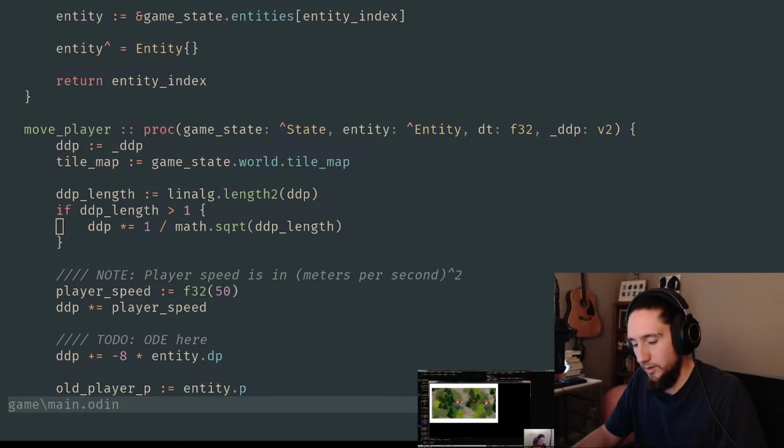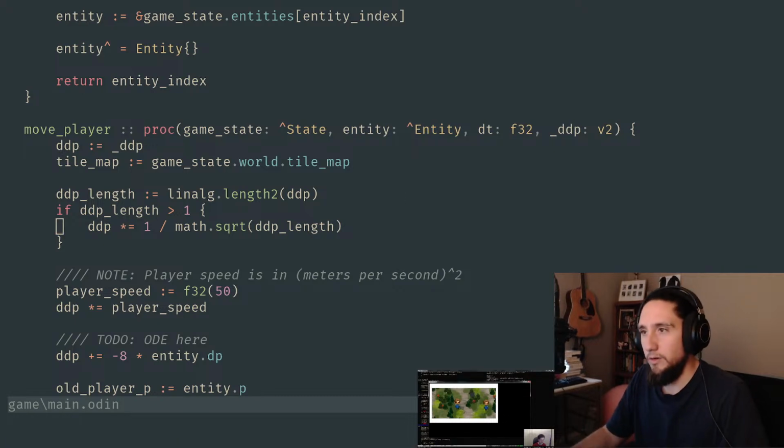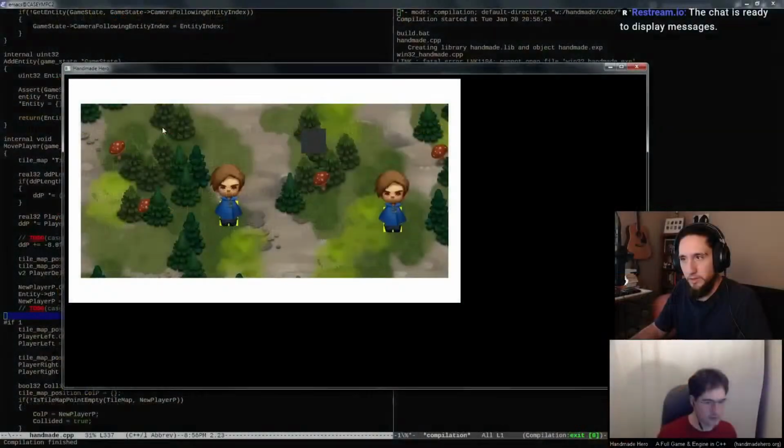Either I get stuck on code, or I get stuck talking about whatever for some random amount of time. And I just realized that my editor is not full screen. There we go. All right, so let's jump in and learn some stuff from Casey yet again.